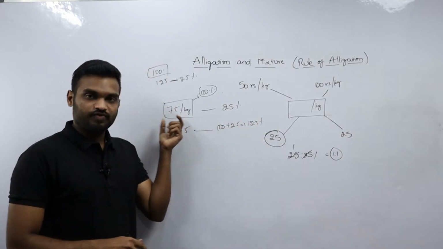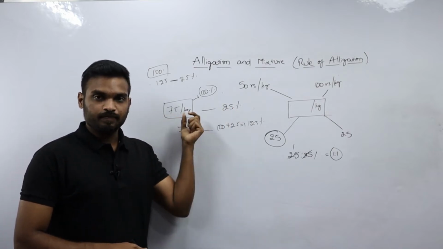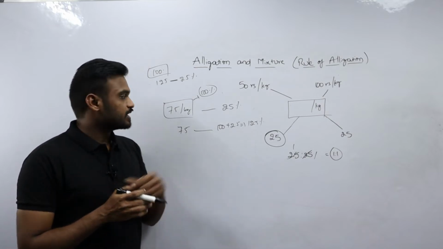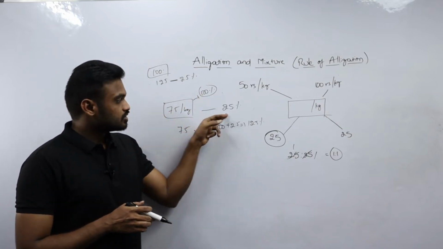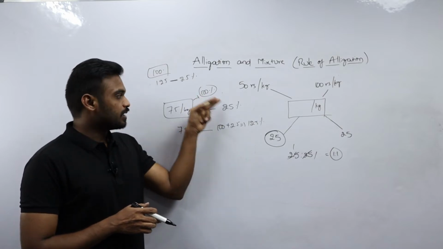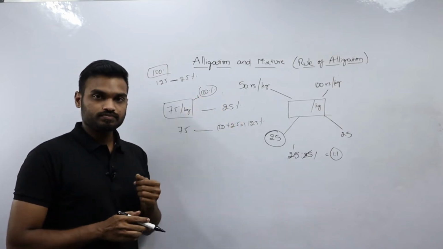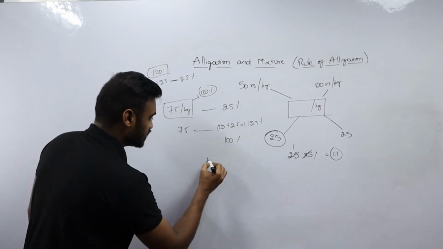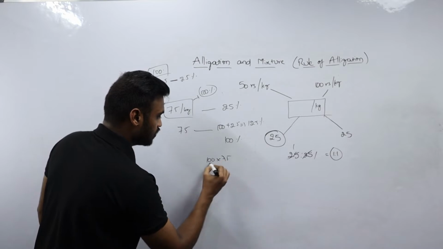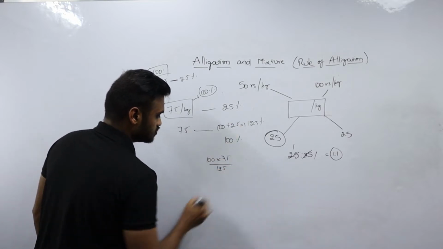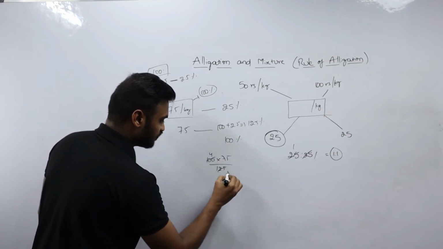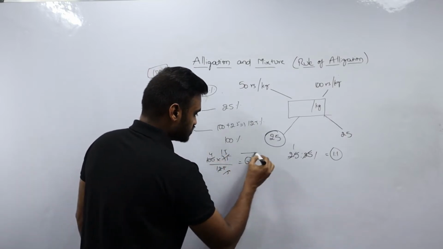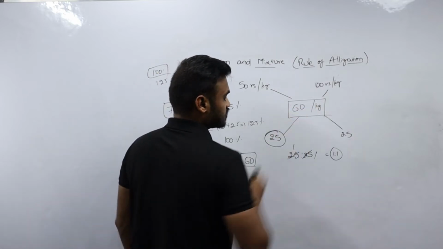See here, 75 rupees per kg is after making 25% profit, but we don't know the actual price of the resultant quantity. So I am assuming the actual price of the resultant quantity as 100%. After making 25% profit, that is 100 plus 25, it is 125%. Now we need to know the actual price, that is 100%. If I cross multiply this, I will get 100 into 75 by 125. So we get 60 rupees, which is the actual mean price of the resultant product.